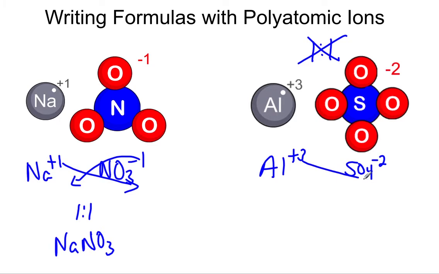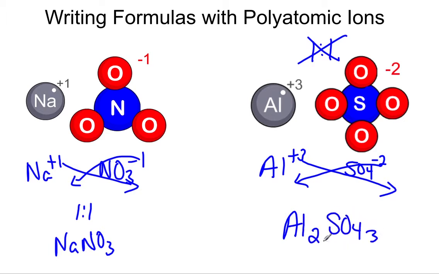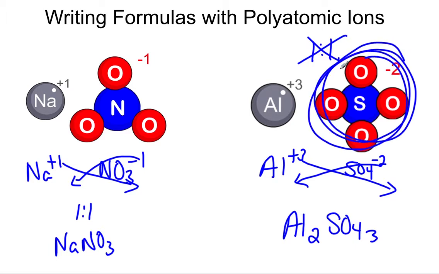Aluminum's got a +3, take that 3, put it here. Sulfate's a -2, put it there. So Al2, now SO4 with a 3. Now this could look a little tricky here. We got SO43, that doesn't make sense. We want to show that we need 3 sets of this big package that's glued together. So we're going to have to put the whole package, not in a circle, but in parentheses. So Al2 and then SO4 goes in parentheses with a 3.